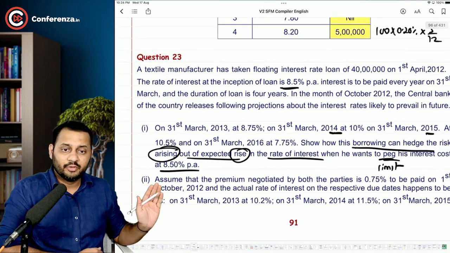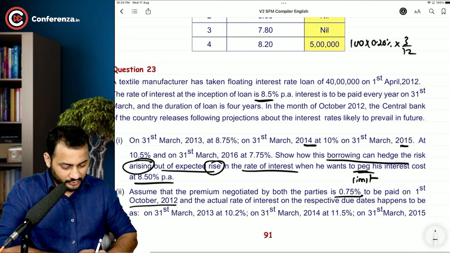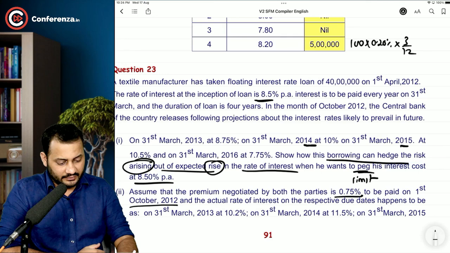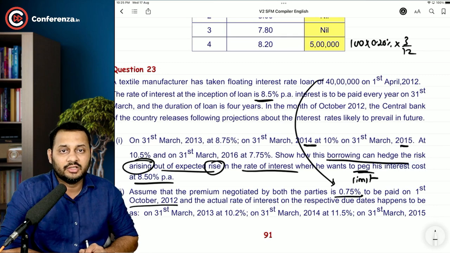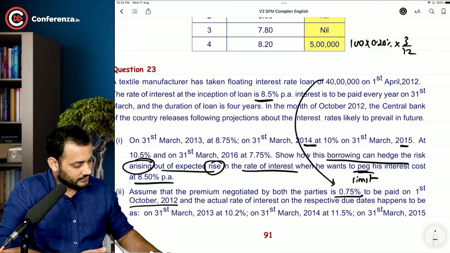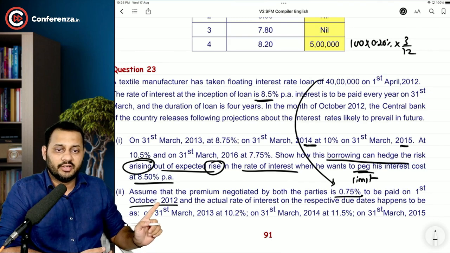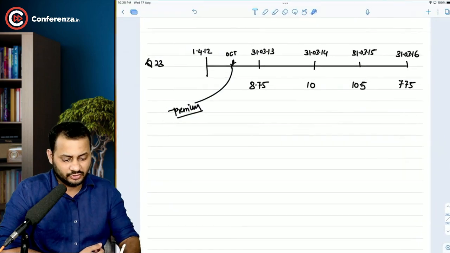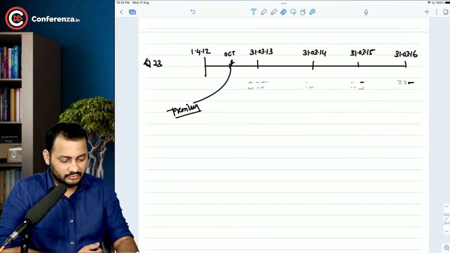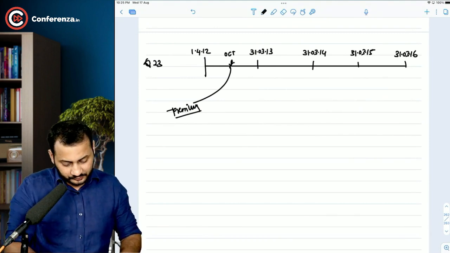Assume that the premium negotiated by both the parties is 0.75% to be paid on 1st October 2012. So 0.75% of 40 lakhs. It is always on the principal amount, notional principal amount. So 40 lakhs into 0.75% comes to 30,000 rupees is the insurance. And the actual rate of interest on the respective due dates is this. Actual rates has changed. So practically speaking, these rates are not useful to you because it was in the first part. The rates which are useful to you is in the second part.